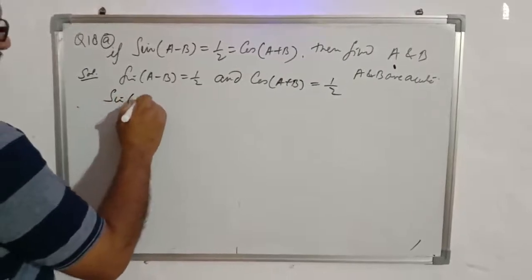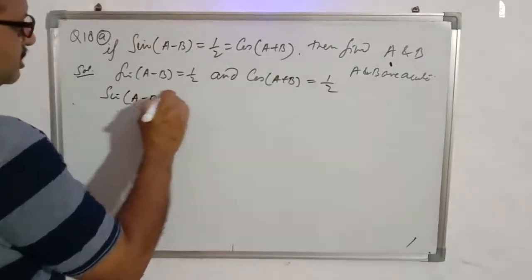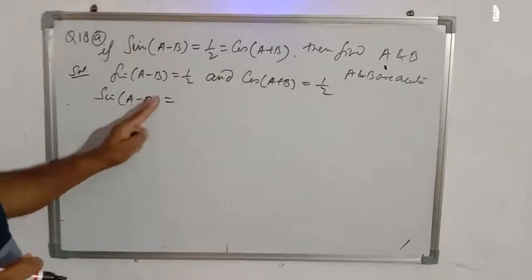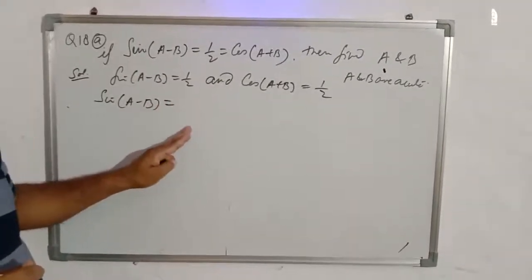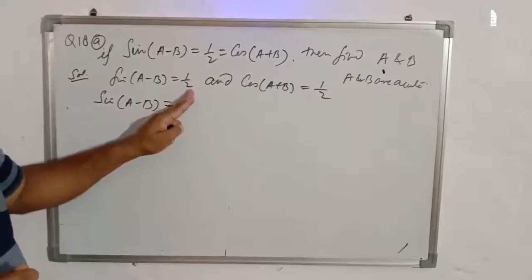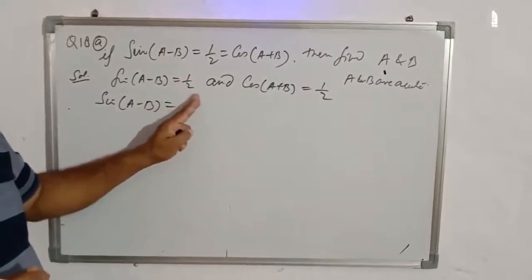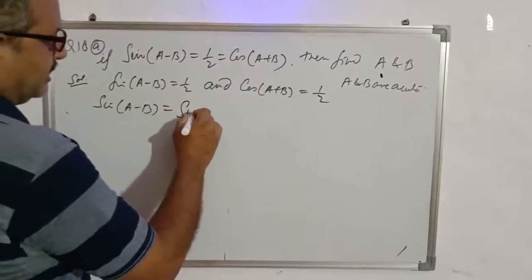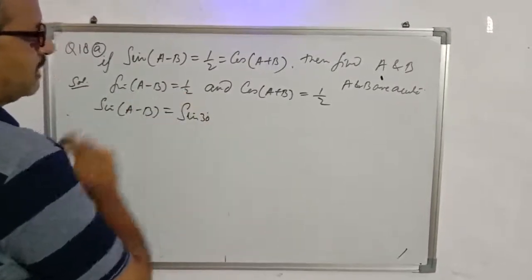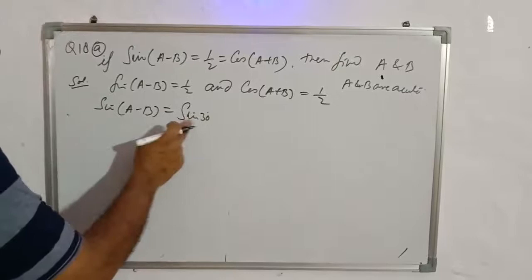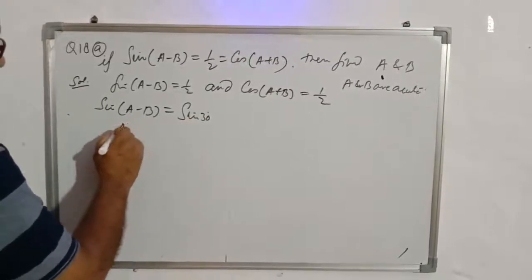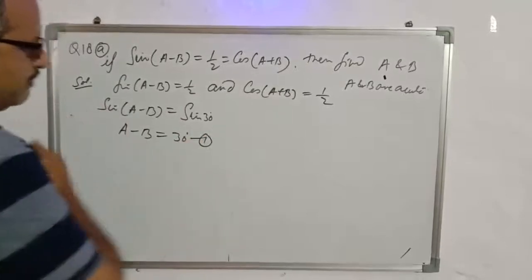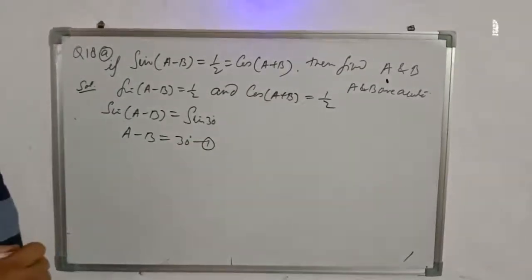Sin(a minus b) is equal to... the left side trigonometric ratio is given as sin, so we will write the right side also in terms of sin. So see the angles for which the value of sin is 1 by 2. We know that the sin 30 degree value is 1 by 2. Now we will compare on both sides. We will write a minus b is equal to 30 degree. Make it equation number 1.